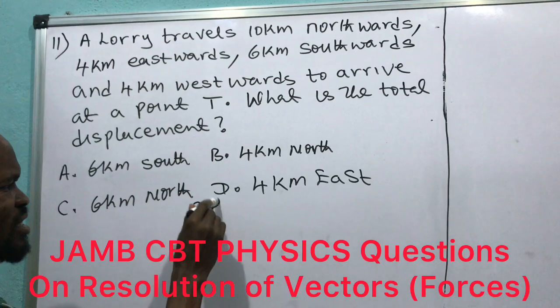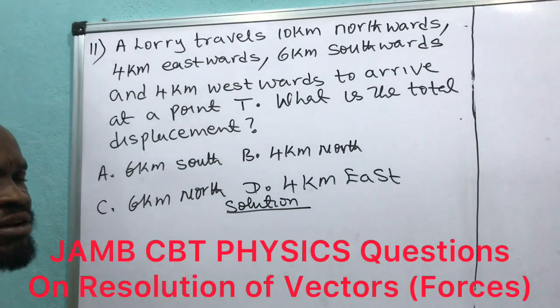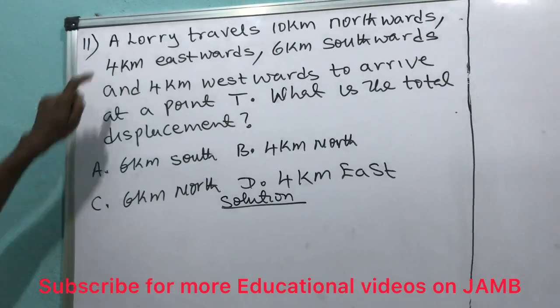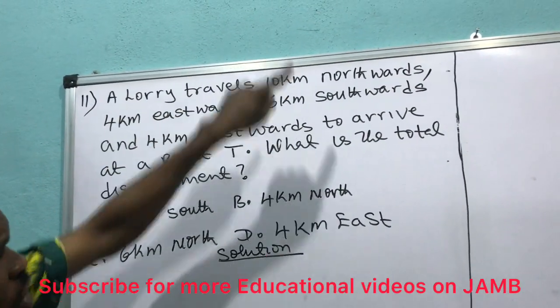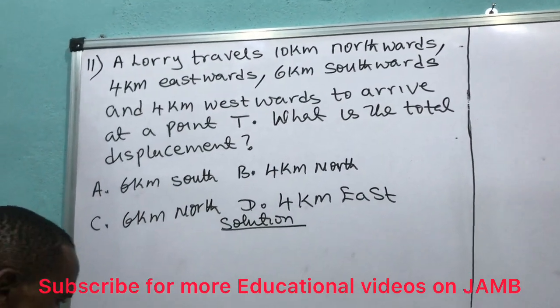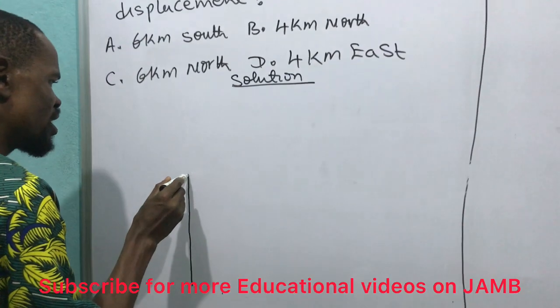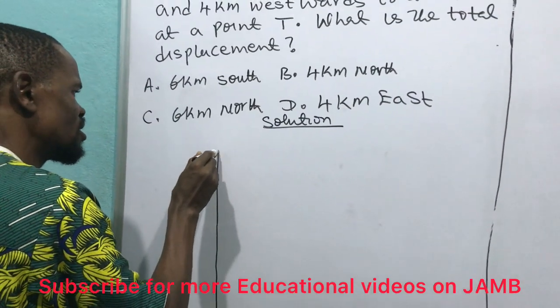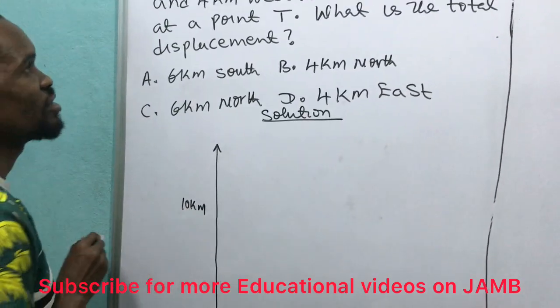Total displacement. Displacement is a vector quantity which has a direction and magnitude. Let us look at the statement. They said a lorry traveled 10 kilometers north. If I start from here, they traveled 10 kilometers north.